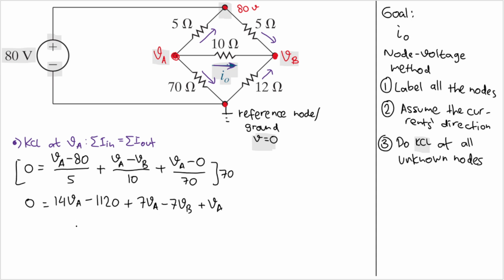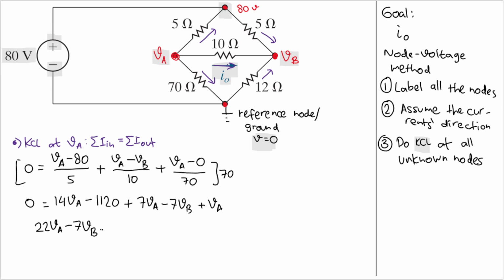Good. Now let's do some math here. 14 plus 7 is 21. 21 plus 1 is 22. So I will have 22 VA, and then minus 7 VB.